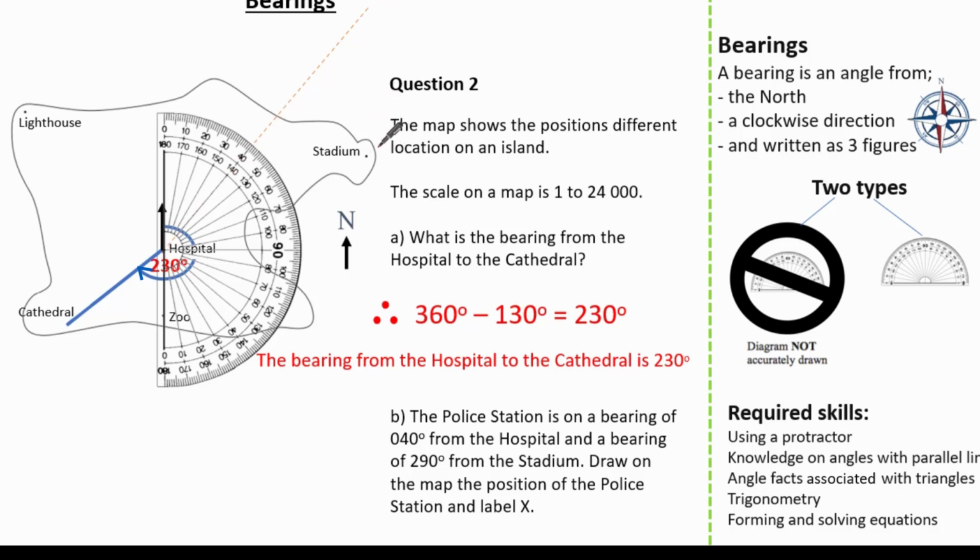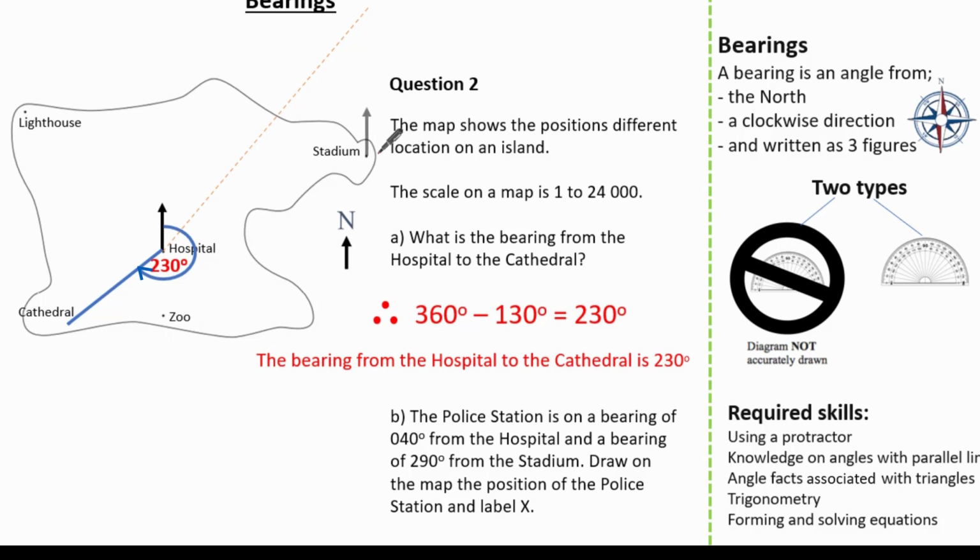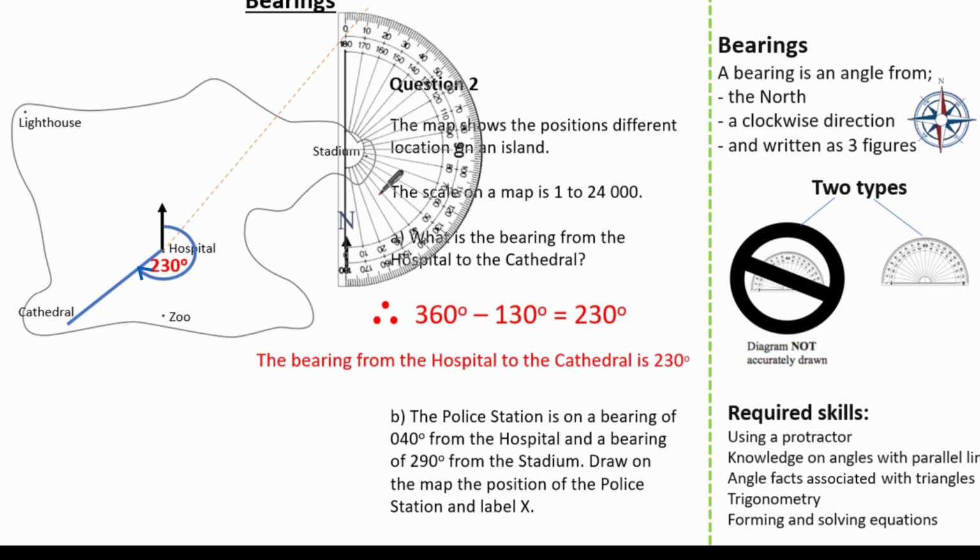Now let's have a look at our stadium. Identifying the north from our stadium, I know I need to draw a 290-degree angle from our stadium. Now because my protractor only goes to 180 degrees, I'm going to go anti-clockwise 70 degrees, as this is the same as 290 degrees clockwise.